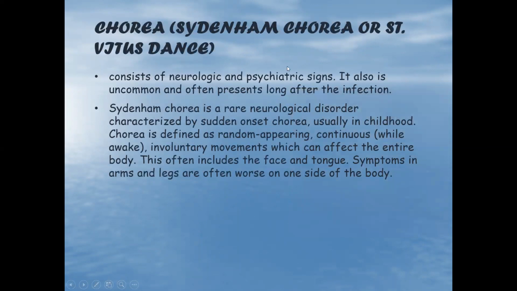Chorea, which is synonymous with Sydenham chorea or St. Vitus' dance. This consists of neurologic and psychiatric signs. It also is uncommon and often presents long after the infection. So basically, Sydenham chorea is a rare neurological disorder that is characterized by sudden onset chorea, usually in childhood. And chorea is defined as random appearing, continuous, involuntary movements, which can affect the entire body. This often includes the face and tongue. Symptoms in arms and legs are often worse on one side of the body.